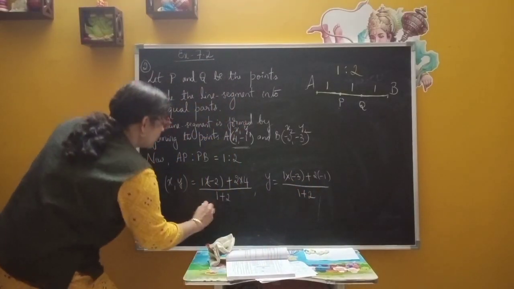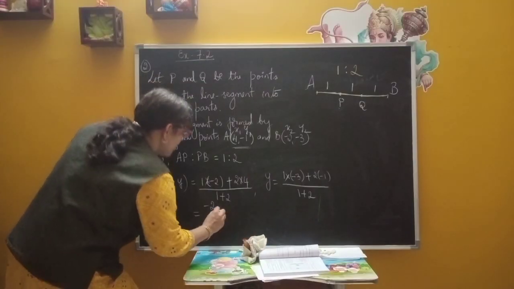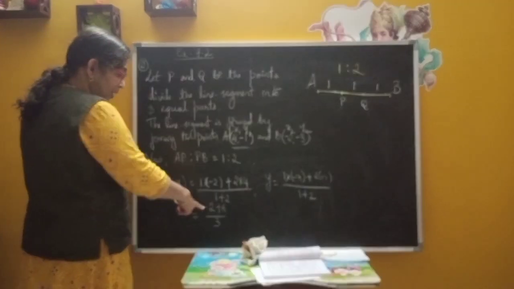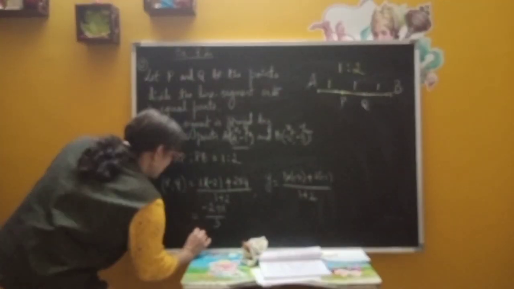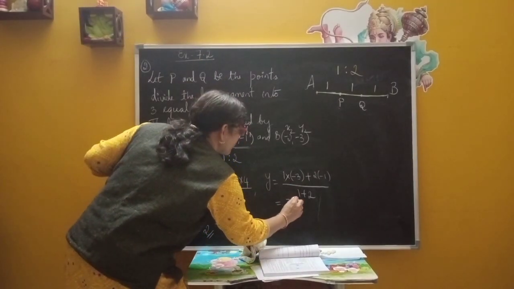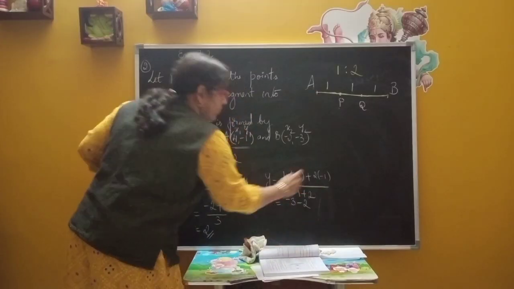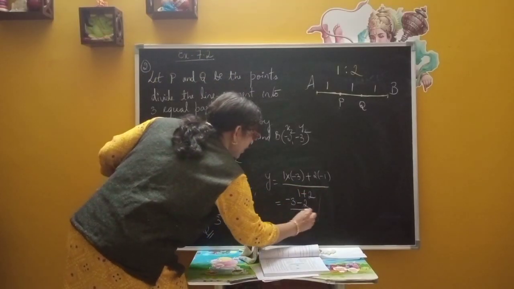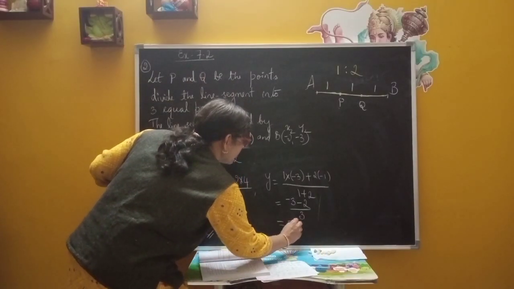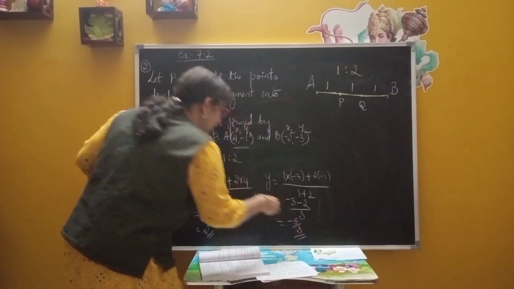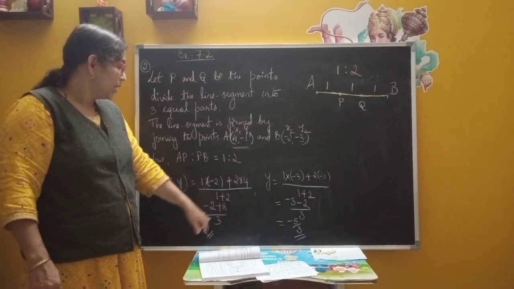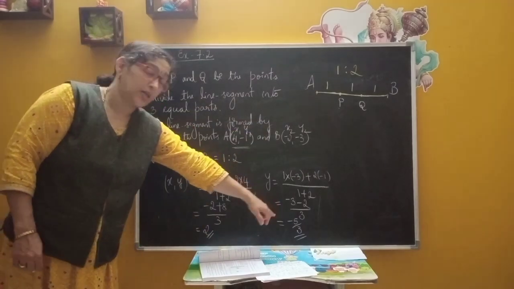So it is equal to (-2 plus 8) by 3. 8 minus 2 is 6. 6 by 3 is 2, 3 twos are 6. So the answer is 2. Okay, here -3, -2: 2 ones are 2, minus 2, divided by 1 plus 2, 3. So the y value is -5 by 3. Okay, so the coordinates of point P are 2 and -5 by 3.